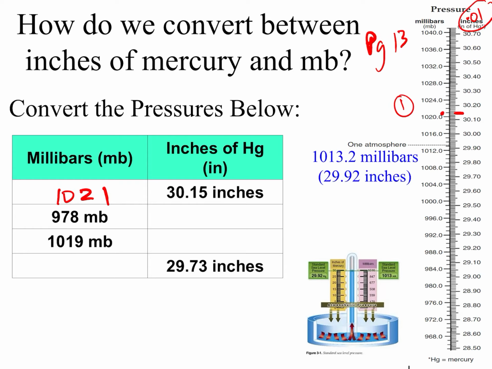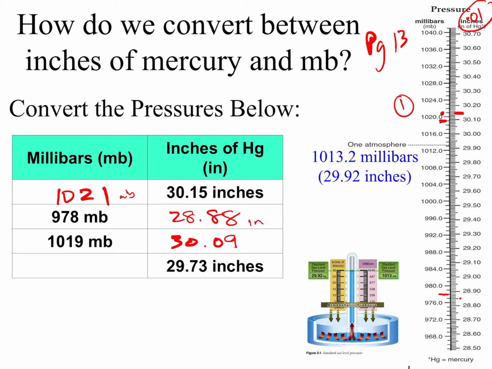Next one, 978. Here's 978 right here. What's that going to be over there? Again, this is 0.80. This is 0.85. So that's going to be 0.88. So 28.88 inches of mercury. All right, and that's millibars. 1019. Here's 1019. What's that going to be? It comes up to one line before the 10. So that's going to be 30.09. Okay.